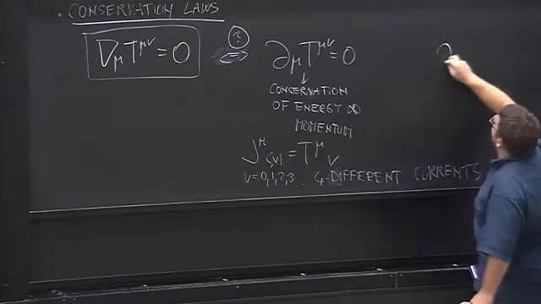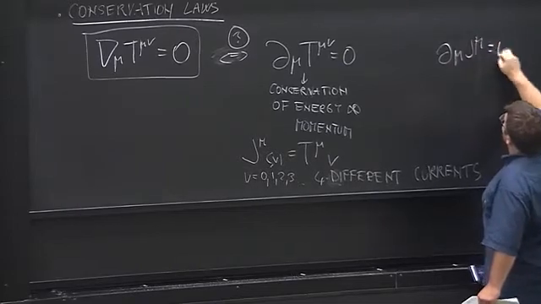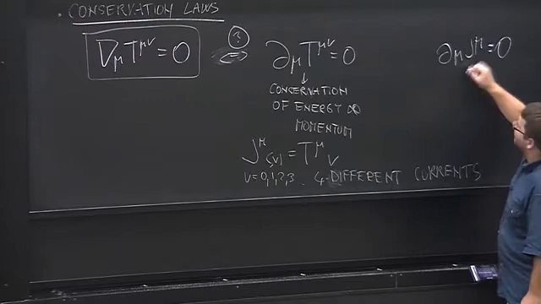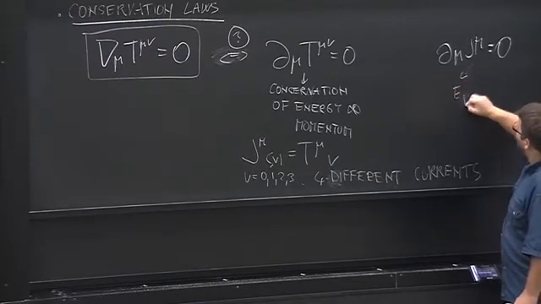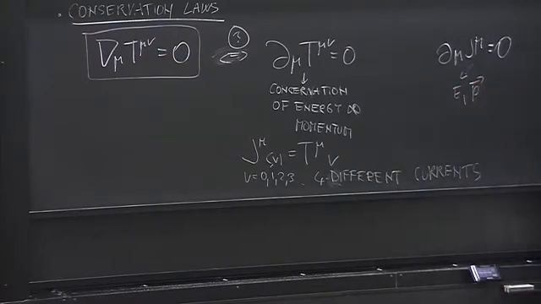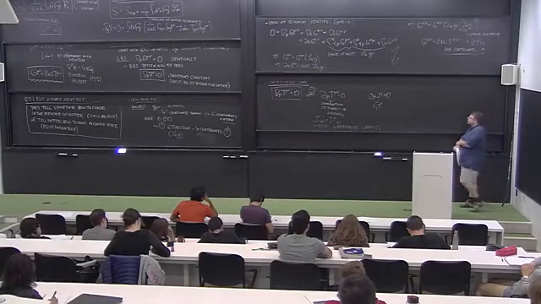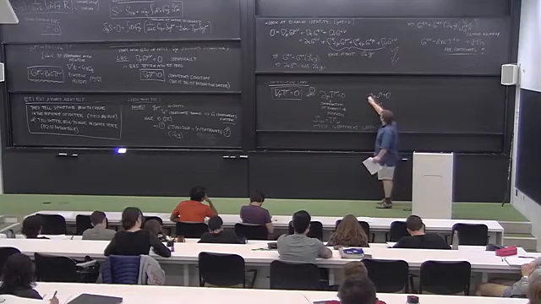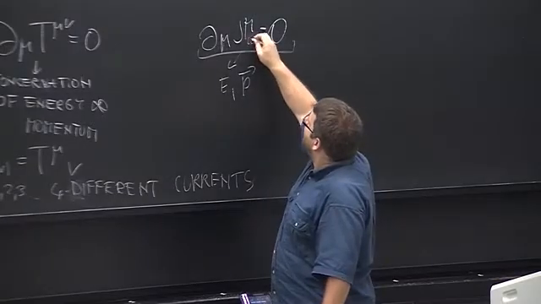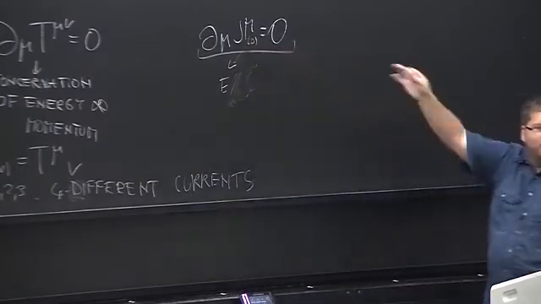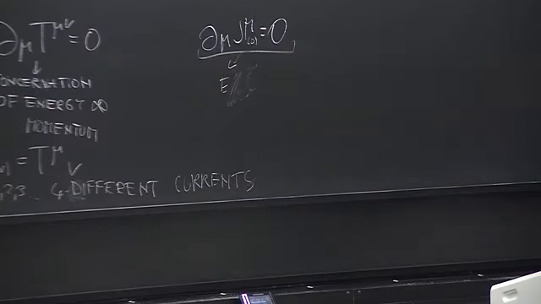Each of them satisfies d_mu j^mu equals 0, and each of them gives me a conserved quantity, and that conserved quantity will be either energy or momentum. So this gives the energy, and the momentum is conserved. Of course, you have this conservation of the current. Let's say current 0 gives you the energy, and current i gives you the momentum p_i.